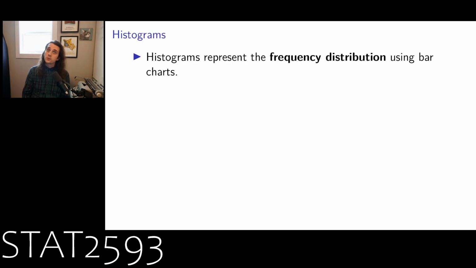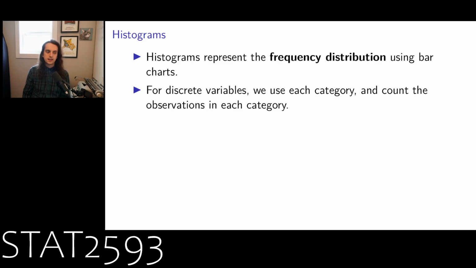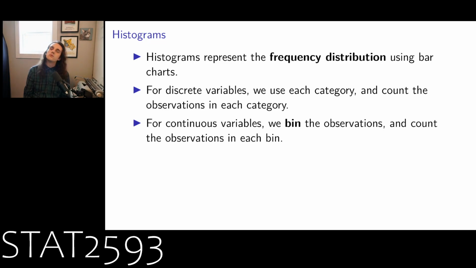The last type of plot that we want to look at today is called a histogram. Histograms represent our frequency distribution by using bar charts. We're all familiar with bar charts from our day-to-day life. Histograms are a particular kind of bar chart. With a discrete variable, we use each of the categories and count the number of observations in each category. When we have a continuous variable, we bin the observations and then count the observations in each bin. So we decide on different breakpoints and then count how often the observations show up in each of the bins.